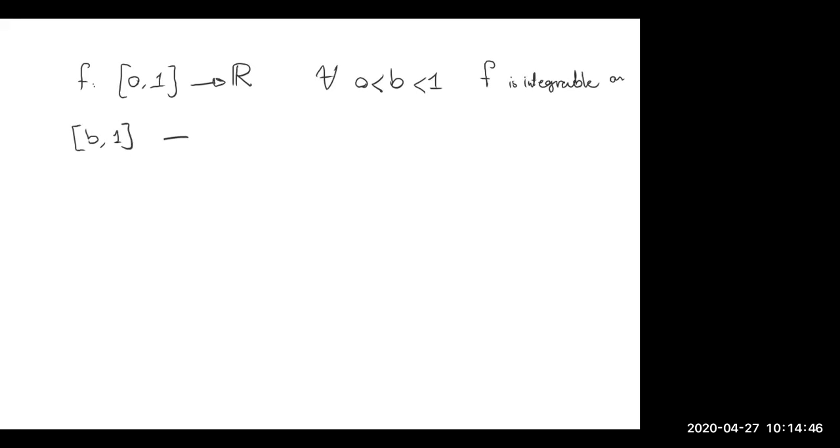Now, let's make the question slightly more special. So again, suppose we have a function from 0 to 1 to R, such that we know for any b between 0 and 1, the function f is integrable on this interval b to 1. Now, suppose f is also bounded. 1 over x was not bounded. Now we know f is also bounded. Does it imply f is integrable on the interval 0 to 1?